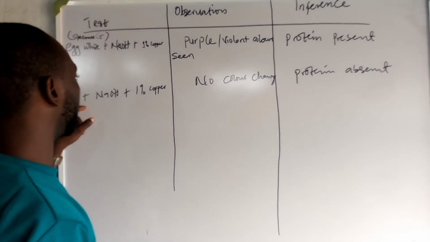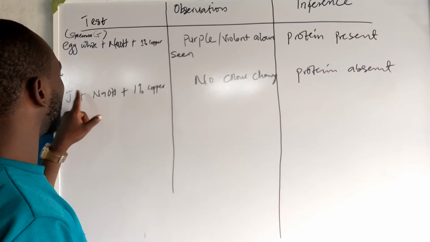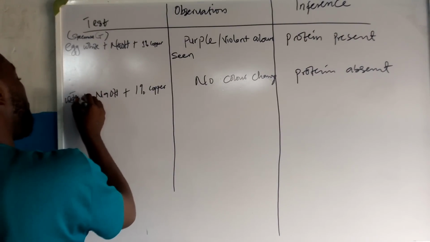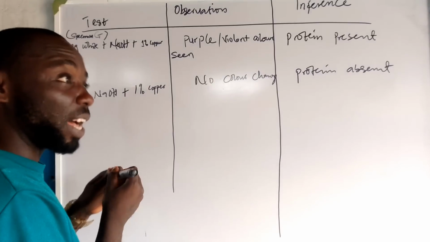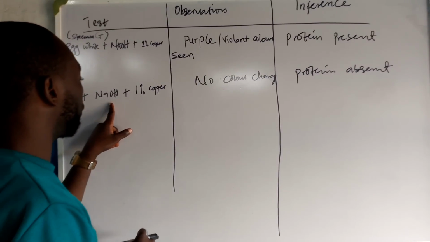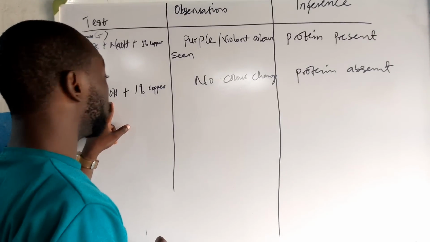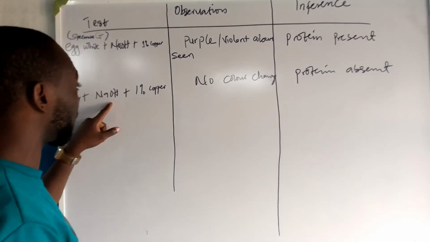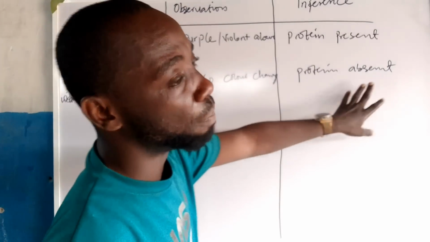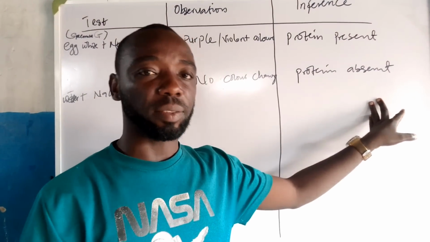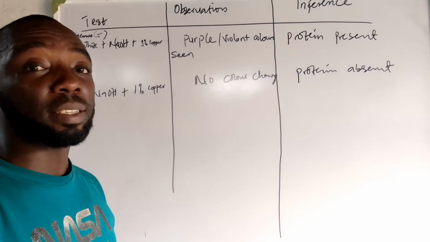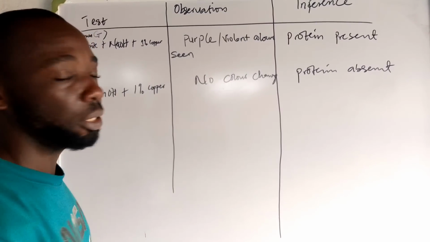Now for the specimen H, which is water, we can still write water, because we were asked to label it as water. So water plus NaOH, which is sodium hydroxide, plus 1% copper. There was no color change, meaning that protein was not present. So this is how you are going to be seeing it on that day of your biology practical.